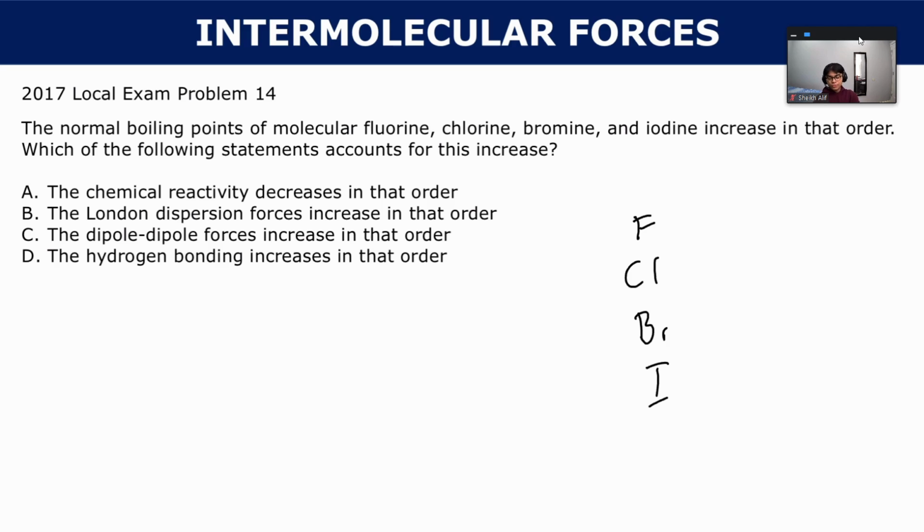And what does this tell us? Well, as we know, as you go down the periodic table, the atomic number increases. And as you increase the atomic number, you're going to have more and more London dispersion forces, which is going to cause an increase in boiling point. So let's see which answer choice best portrays that. First of all, the chemical reactivity decreases in that order. That's not true. They're in the same row. I think it's not a row, it's a column.